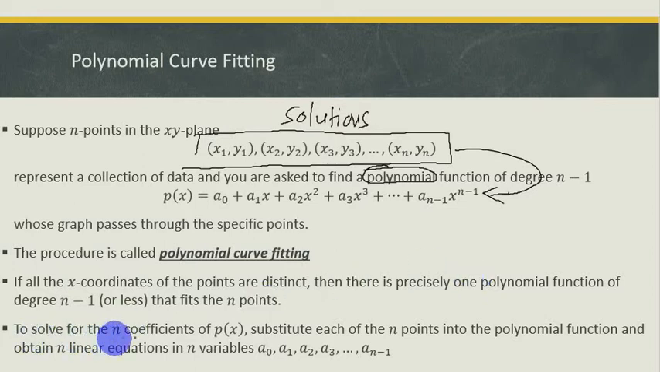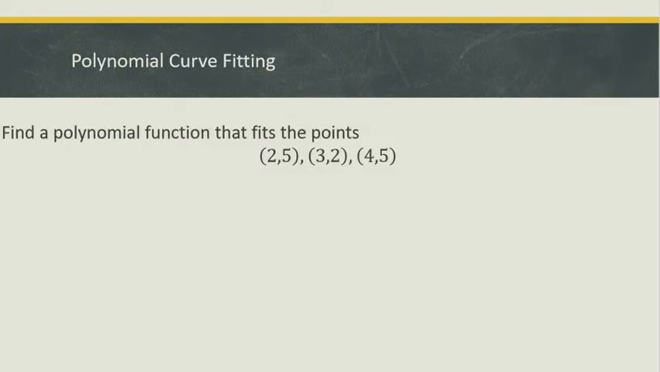So to solve for n coefficients of p of x, we substitute each of the n points into the polynomial function and obtain n linear equations in n variables, a sub 0, a sub 1, a sub 2, a sub 3, up until a sub n minus 1. So, after plugging in the points, we then plug into our matrix or our system of linear equations and then solve for the values of the coefficients of our polynomial function. So, let's have a specific example.